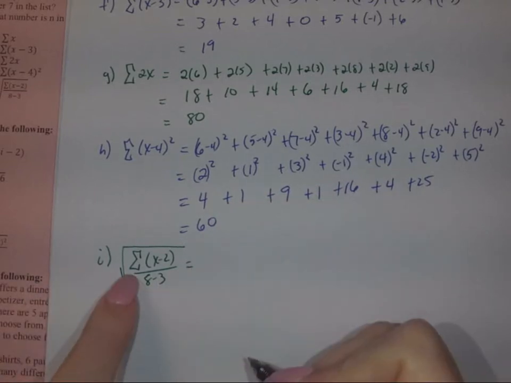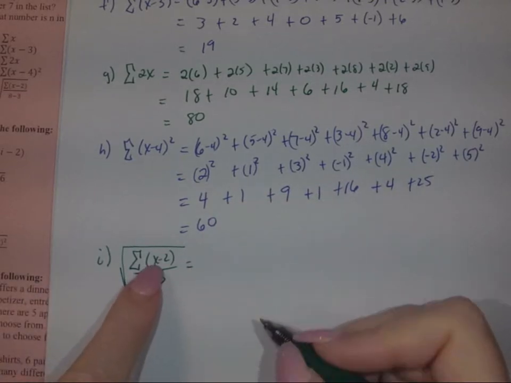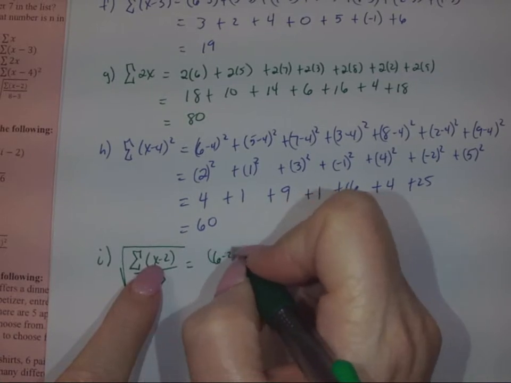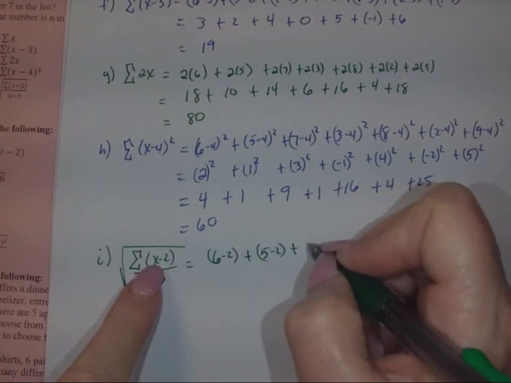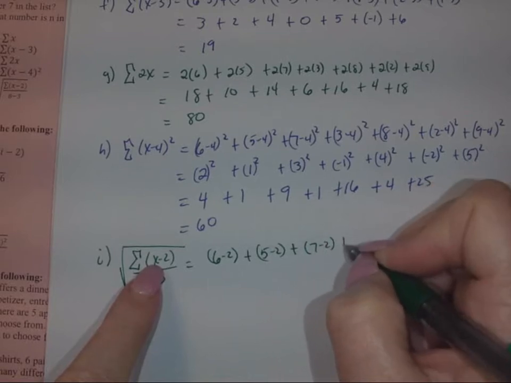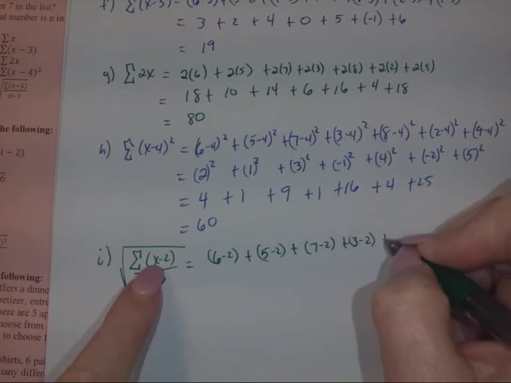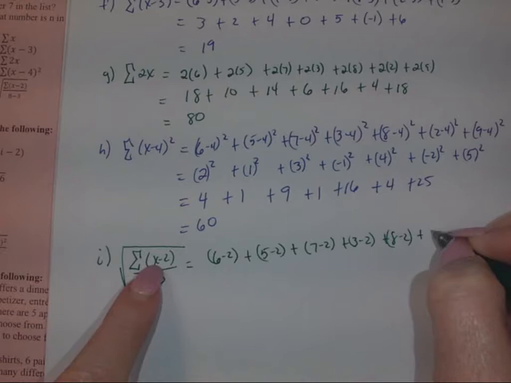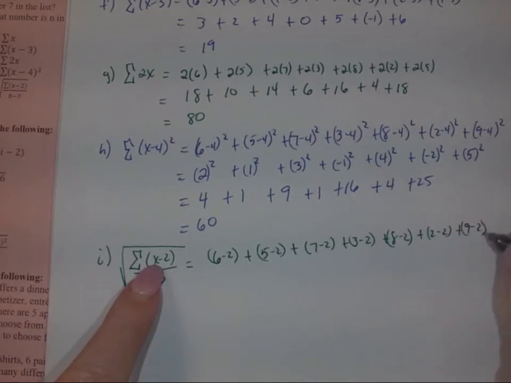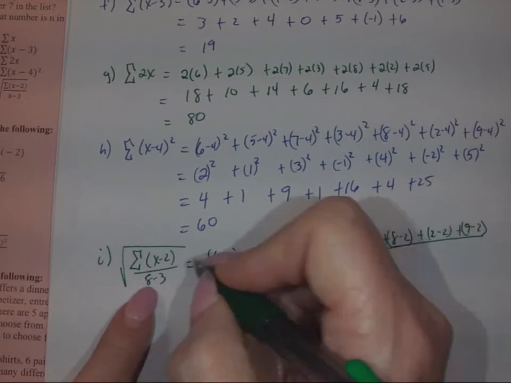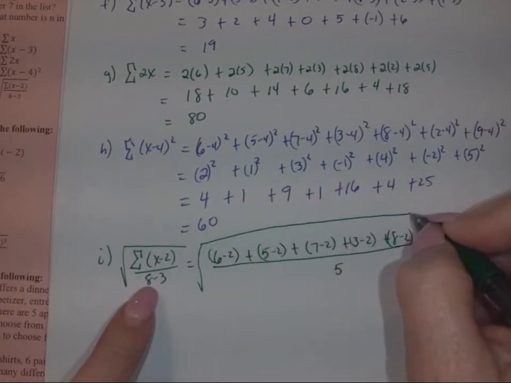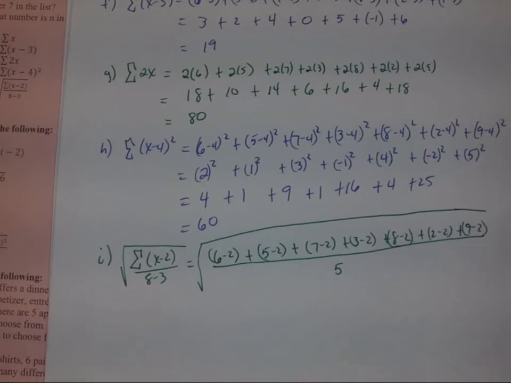All right, so summation, again, it still means we're adding, but we have to subtract 2 from each one. So 6 minus 2 plus 5 minus 2 plus 7 minus 2 plus 3 minus 2 plus 8 minus 2 plus 2 minus 2 plus 9 minus 2 all over 8 minus 3 is 5, and that is all under the radical. It's only one radical, not multiples of them.